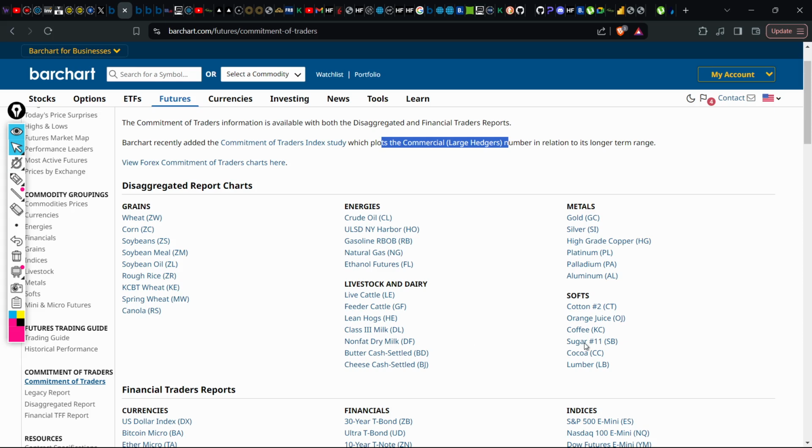These ones are only recorded via a disaggregated report. They do not exist in the legacy report format. No, they don't. They only exist in the disaggregated report format, which is divided into those three main categories. I'm sure you remember: producers, swap dealers, and managed money.